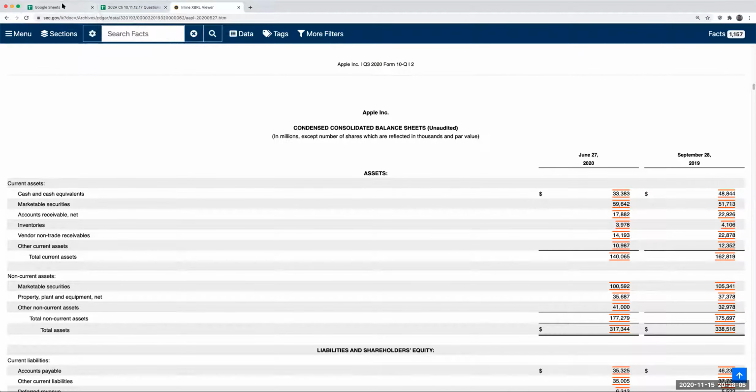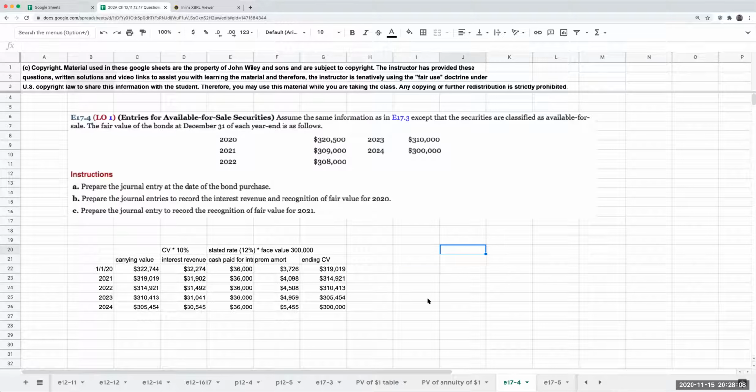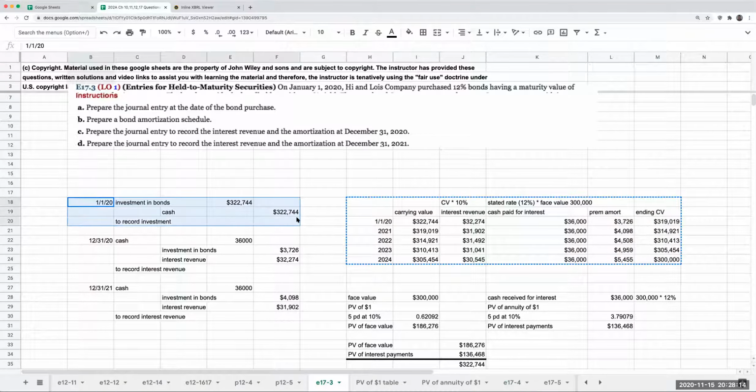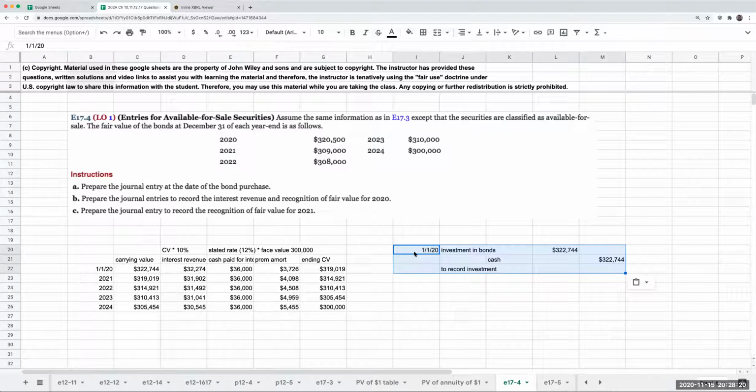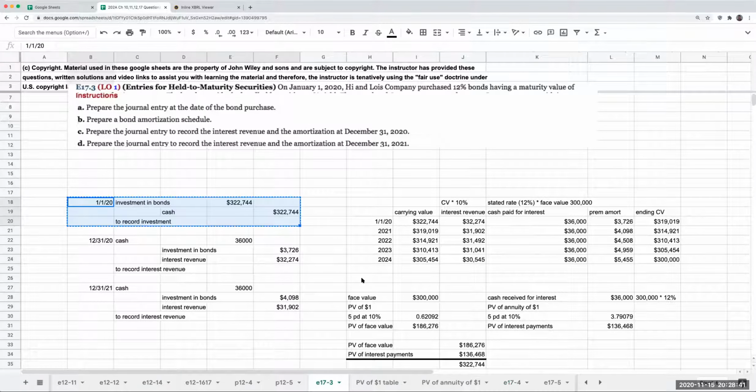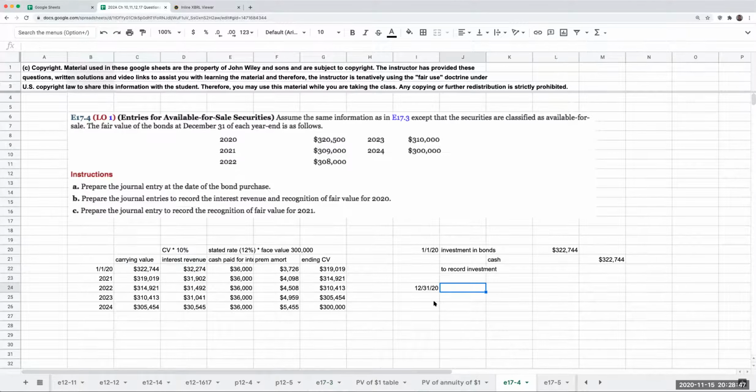So for this exercise here, the first thing we're being asked to do is to record the journal entry at the date of the bond purchase. And so this has not changed. So this is still going to be 322,744. That part has not changed. In terms of recording interest revenue and the recognition of fair value for 2020, the journal entry to record the interest revenue is also not going to be changing.